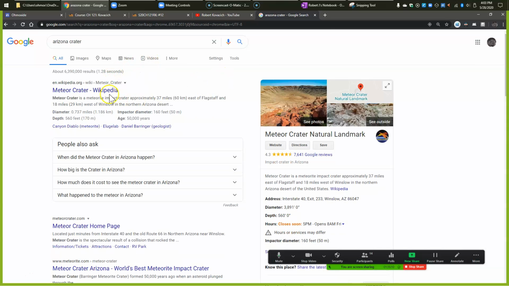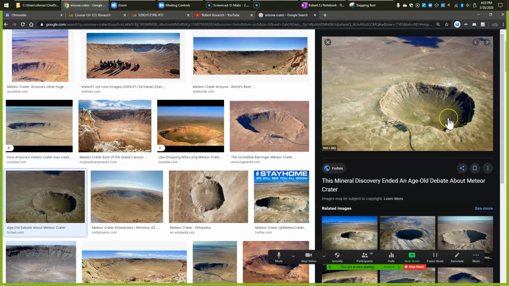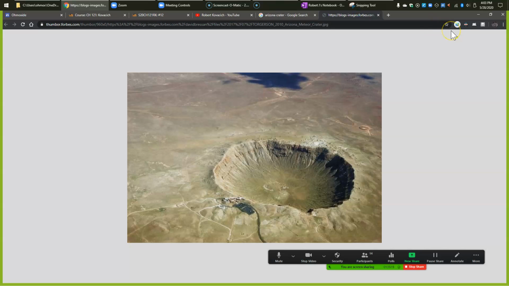Right, I can't spell Arizona evidently, but it's okay. What does this look like? It's a big crater. Great. Anybody have any idea what might have caused said crater?